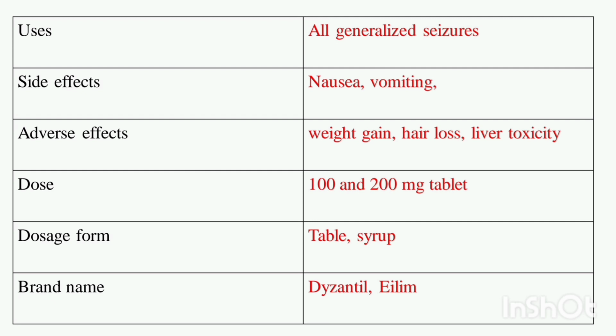Valproic acid is used in all generalized seizures. The side effects of valproic acid are nausea and vomiting. Adverse effects are weight gain, hair loss, and liver toxicity. Dose of valproic acid is 100 and 200 mg tablet. Dosage form is syrup or tablet. Then brand name is Depakene or Epilim.